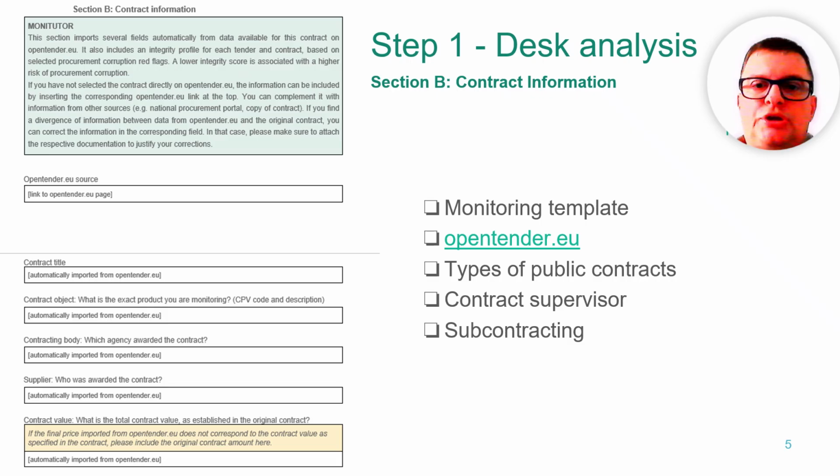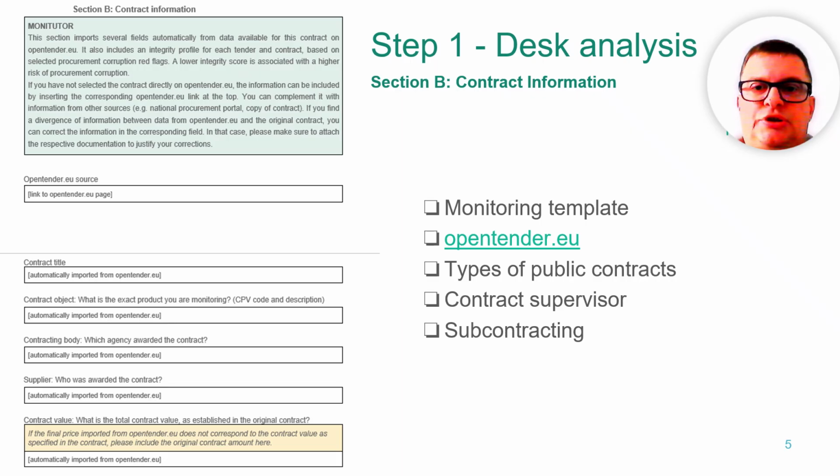When citizens monitor public procurement contracts, especially those connected to climate and environmental projects, the very first step is to examine the contract information. Tools like opentender.eu make this easier by automatically importing key fields and even generating an integrity profile. That profile is important. It highlights possible corruption risks. And remember, the lower the integrity score, the higher the risk.